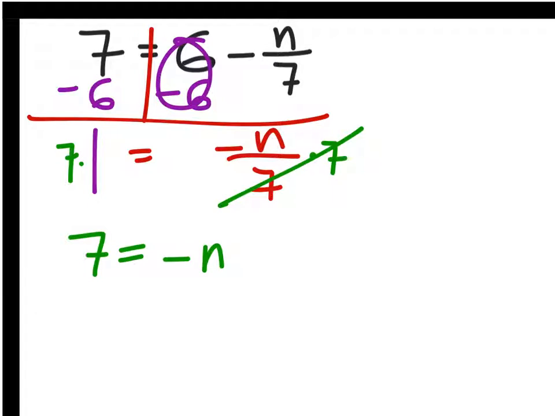So we got 7 equals negative n, but I don't want a negative n. What I would like is a positive n, so what I will do is take the opposite of each. The opposite of negative n is n, and the opposite of 7 is negative 7. There we go.